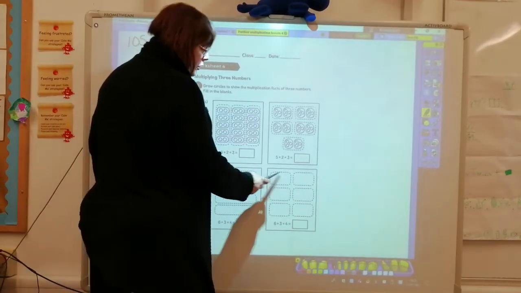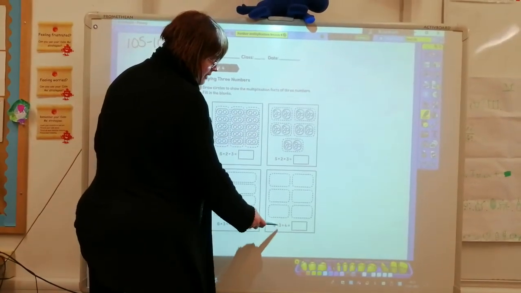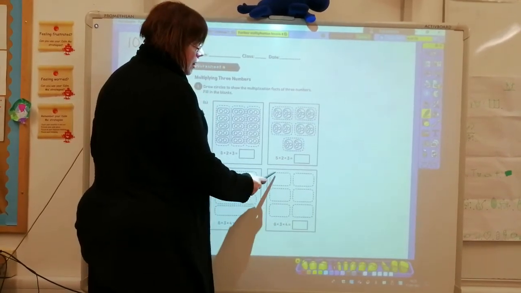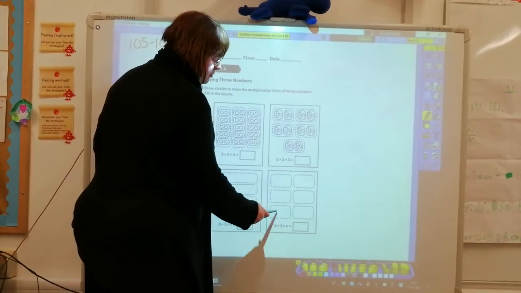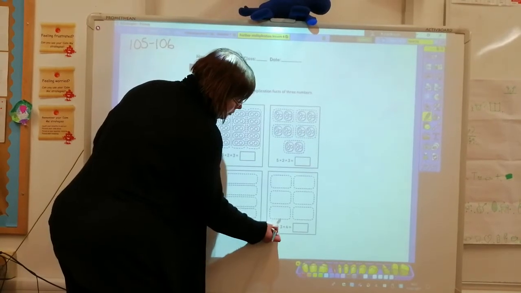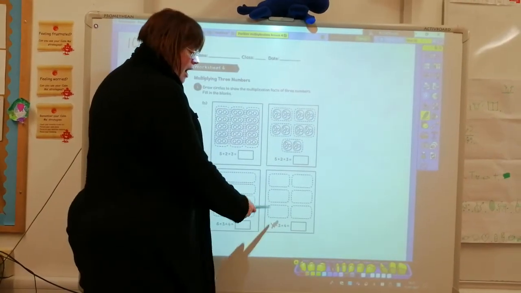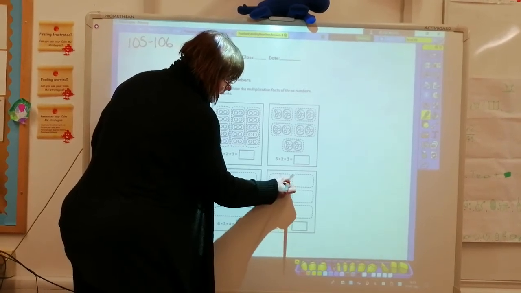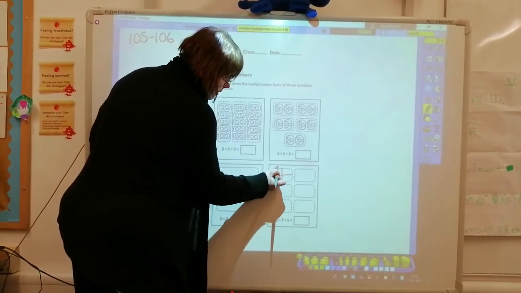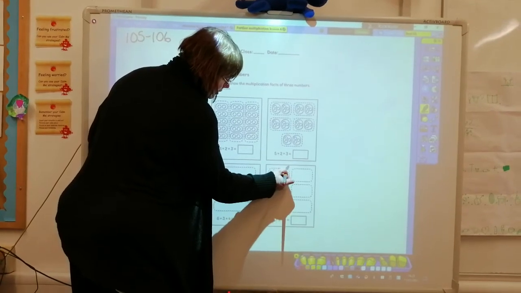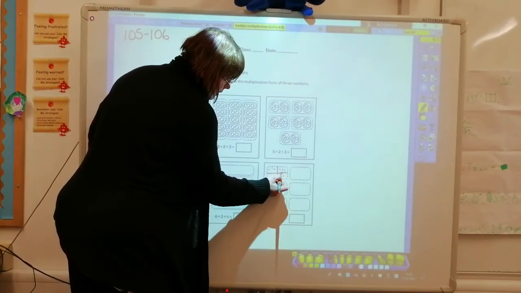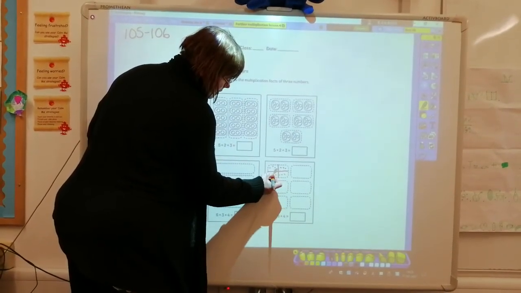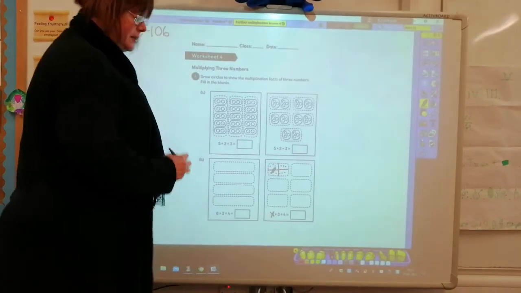Looking at this one, it says 6 times 3 times 4. You already have 6 groups, so you do not need to worry about the 6. I would split each one of these into 4 and put 3 dots in each bit to work out what the answer is.